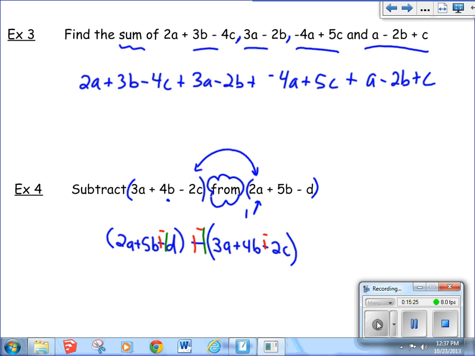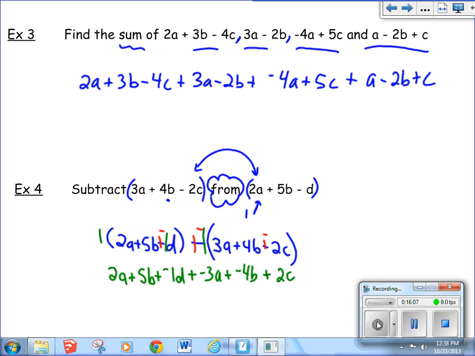Out front here, this is technically a 1 too, right? But it's a positive 1. So this whole quantity just stays the same. We've got our 2a plus 5b plus negative 1b plus, we got to distribute our negative 1 throughout. Erna, what's negative 1 times 3a? Negative 3a. Good. And Will, what's negative 1 times 4b? Negative 4b. Good. And what's negative 1 times negative 2c, Robbie? 2c. Basically, when you're subtracting, all of those get flip-flopped.